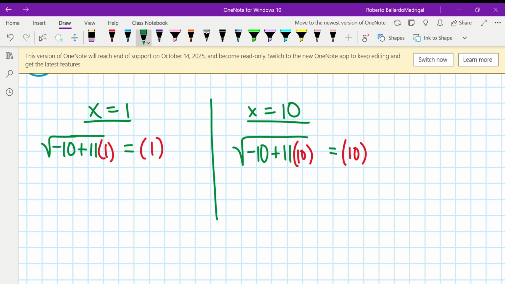All right. So obviously 11 times 1 is 11. And negative 10 plus 11 will give you 1. So in this case, we have the square root of 1 equals 1. The square root of 1 is 1. So we get 1 equals 1, which is true. Checks out.